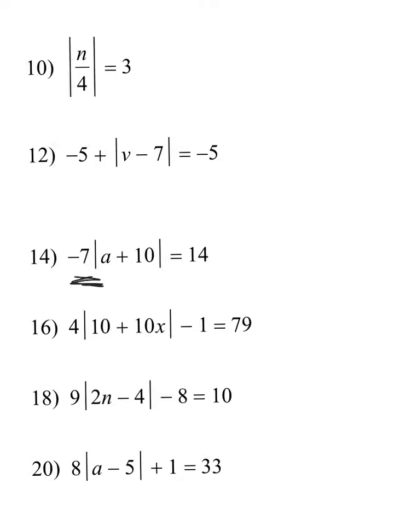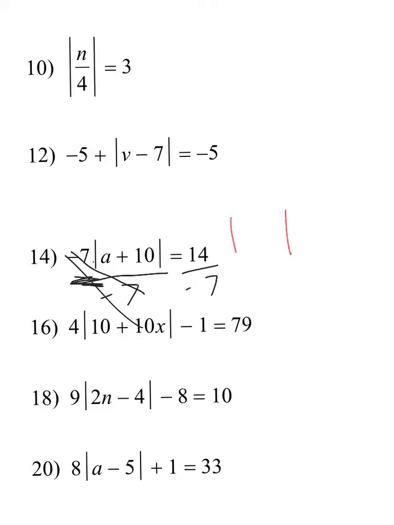Okay, so we have to undo multiplication by -7. So if we think about what's the opposite of multiplying by -7, we want to divide by -7. And we have to do it on both sides, just like in any type of equation. What you do to one side, you've got to do to the other. Okay, so that undoes it, cancels this out right here. And here's what we're left with.